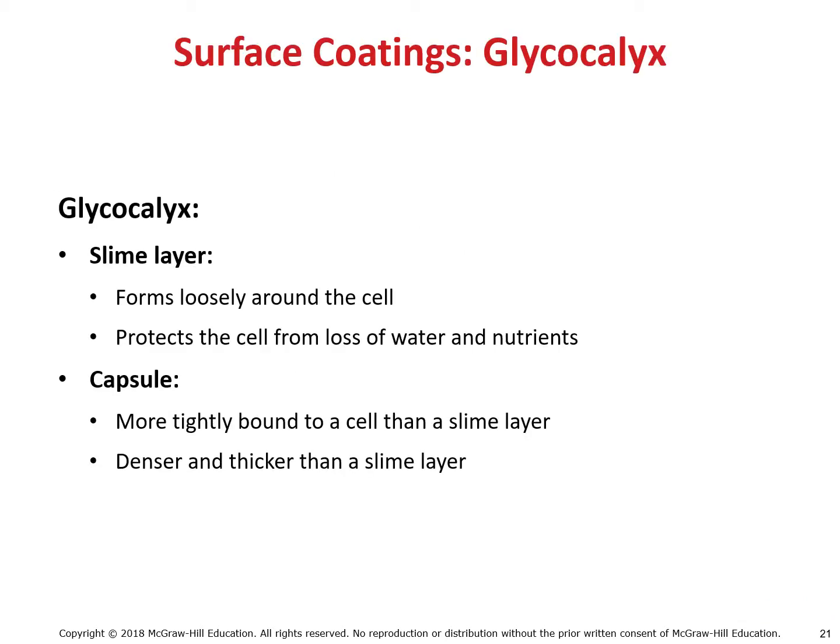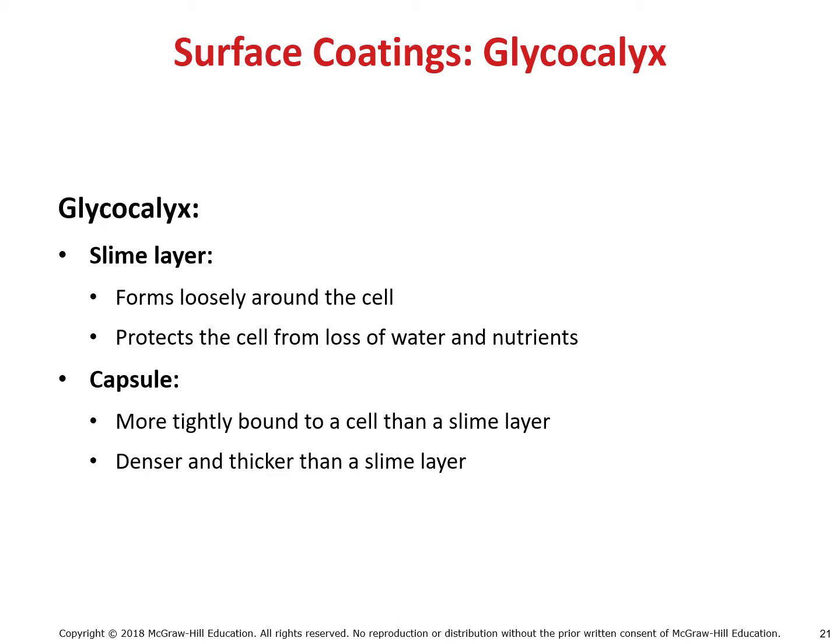The glycocalyx is the next thing we should probably discuss. A glycocalyx is going to be things like a slime layer or capsule. There is a difference between these two. A slime layer typically is going to be loosely attached to the cell and pretty random in the way it's put together. Really, it's there to prevent water loss and, again, loss of nutrition.